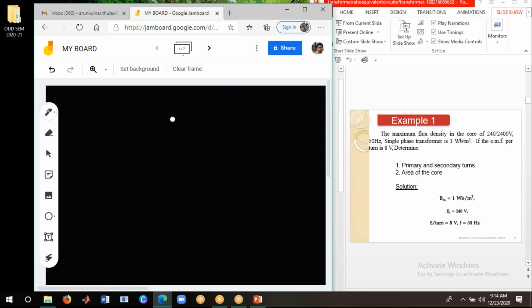EMF per turn is 8. First of all, I'm going to write the parameters mentioned in the problem. The voltage level given is 240/2400. Generally the voltage representation is given like this, one value divided by one value. The numerator represents the primary voltage and the denominator represents the secondary voltage. So the primary voltage V1 is equal to 240 and V2 equals 2400.